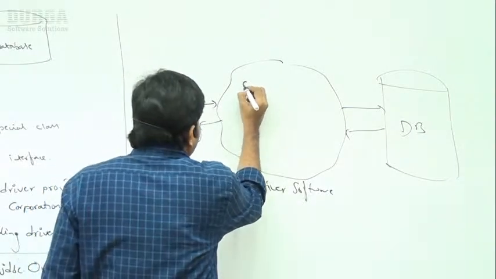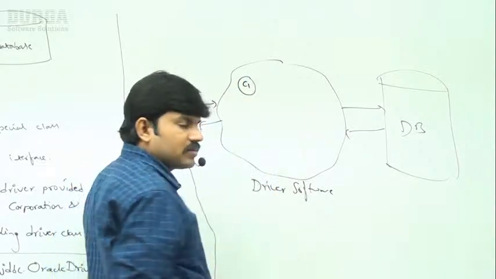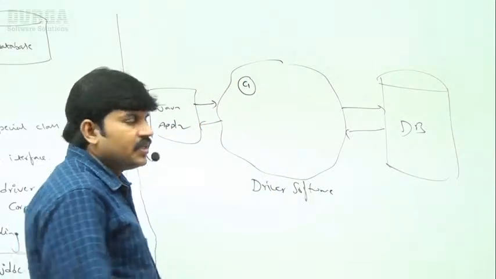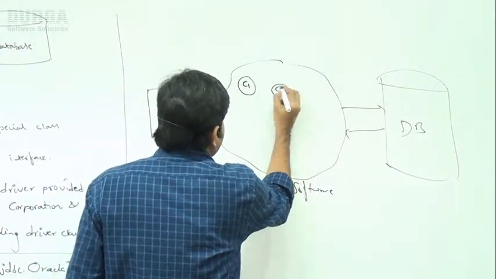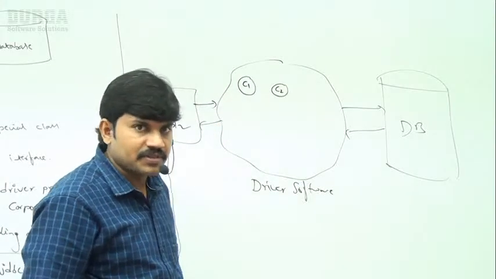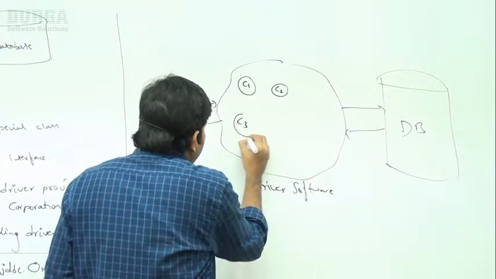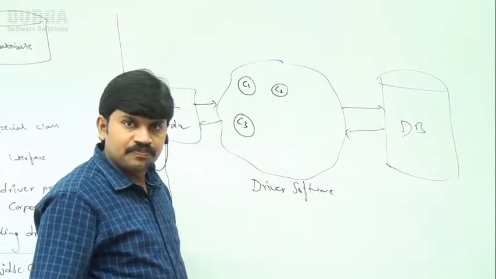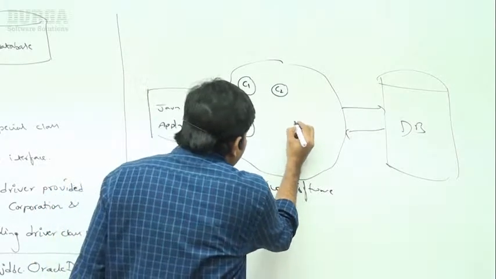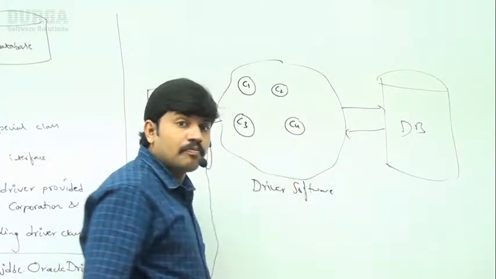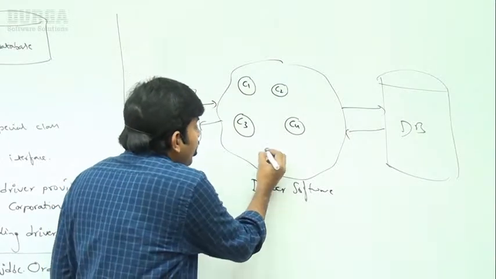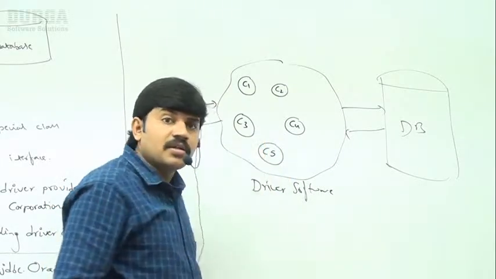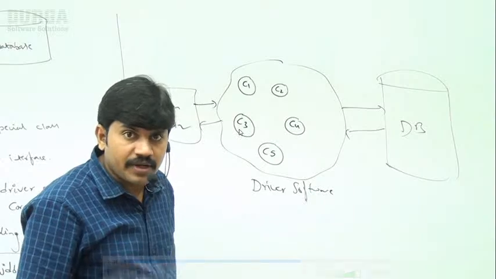One class is the implementation class of the driver interface. Another class is the implementation class of the statement interface. Another class, implementation class of result set. Another class, implementation class of prepared statement. Next, another class, implementation class of row set. Are you getting it, right?